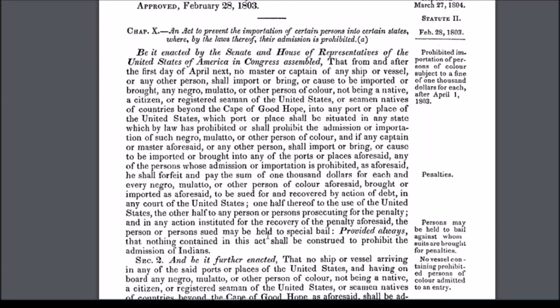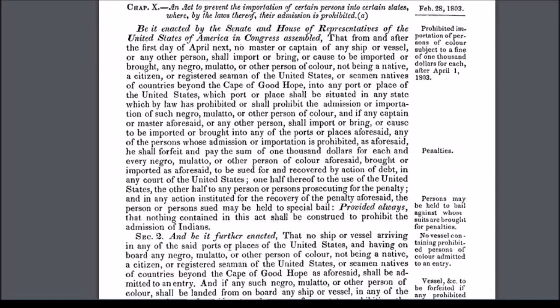The person or persons sued may be held to special bail, provided always that nothing contained in this act shall be construed to prohibit the admission of Indians. So, long story short, with that one, you could not disallow Indians to be imported.